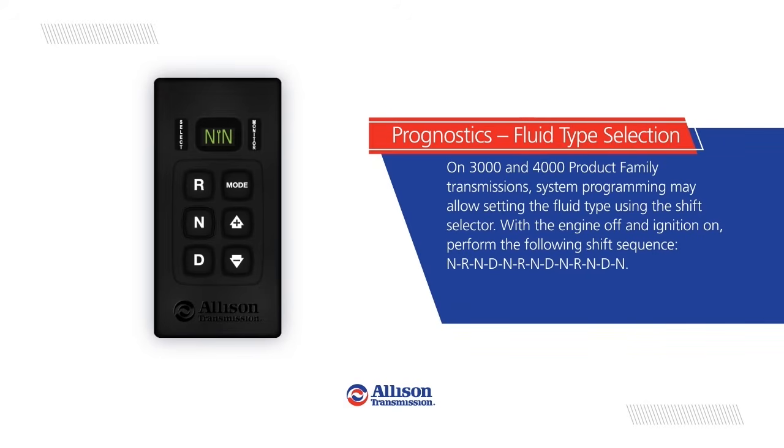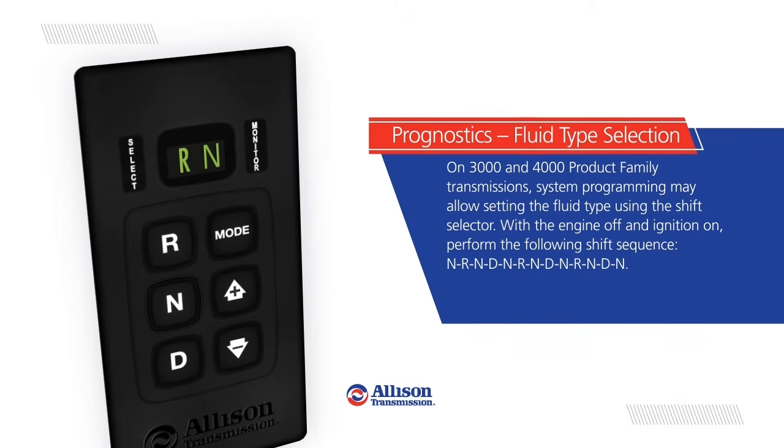Fluid Type Selection. On 3000 and 4000 product family transmissions, system programming may allow setting the fluid type using the shift selector. With the engine off and ignition on, perform the following shift sequence: neutral, reverse, neutral, drive, neutral, reverse, neutral, drive, neutral, reverse, neutral, drive, neutral.